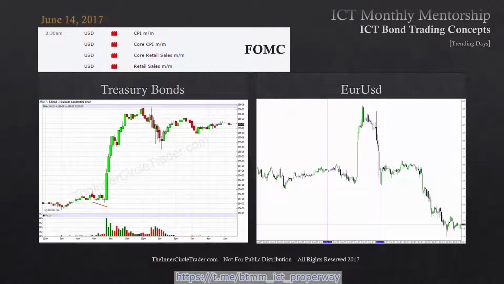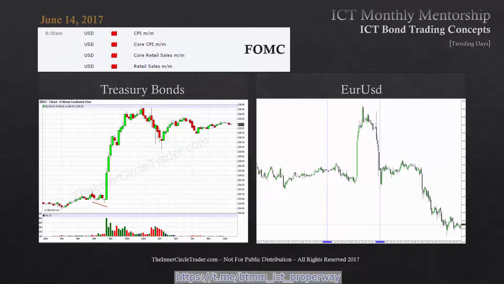FOMC is always typically a 2 o'clock p.m. New York time. So we can trade the morning session, but we cannot be in the afternoon trading because of the volatility that may be seen by way of the economic news release around the FOMC announcement or rate decision.